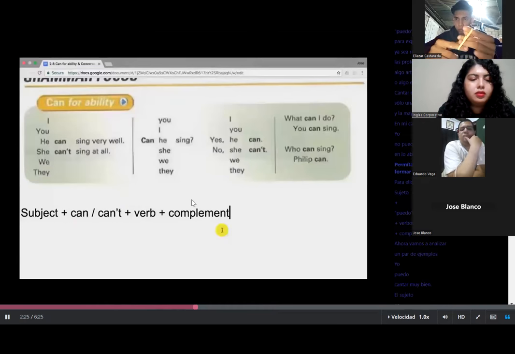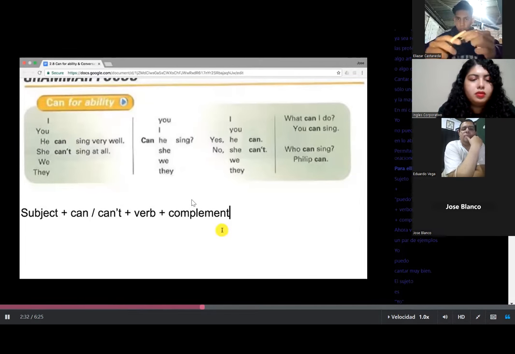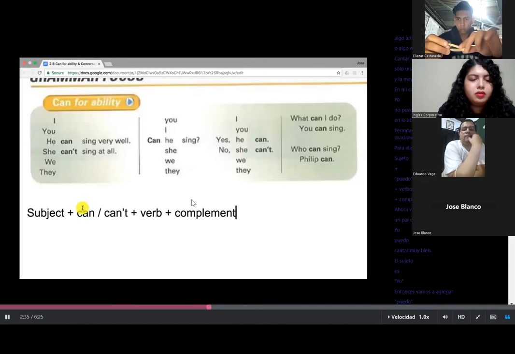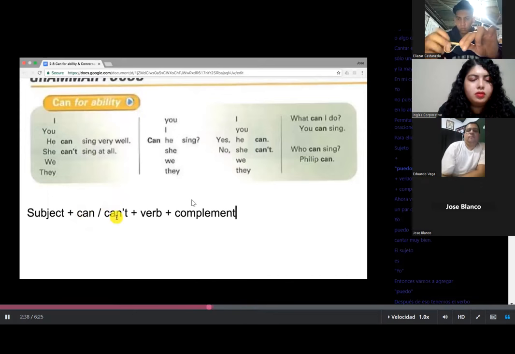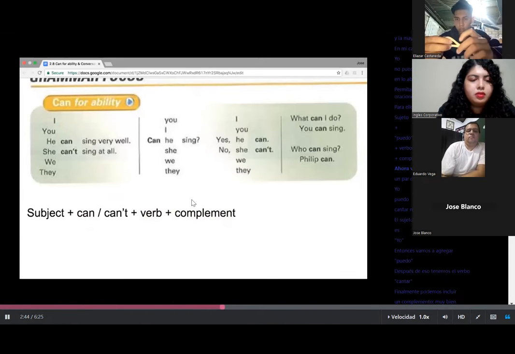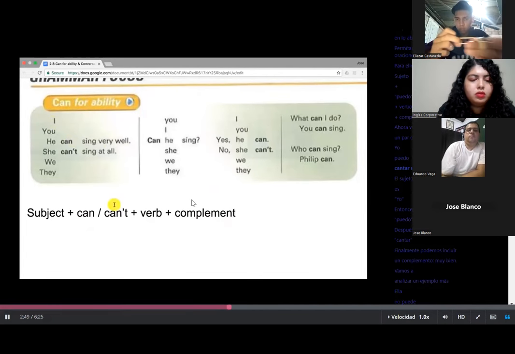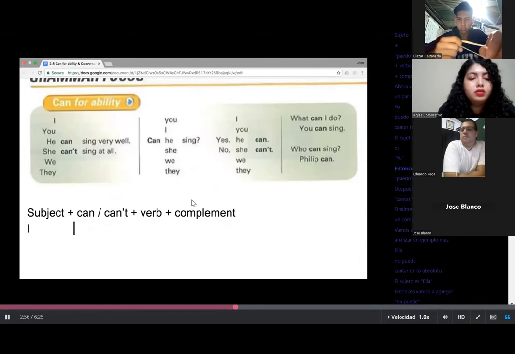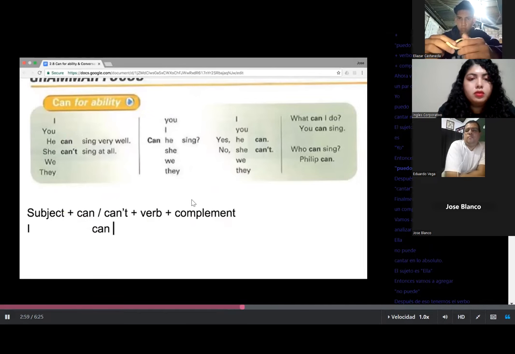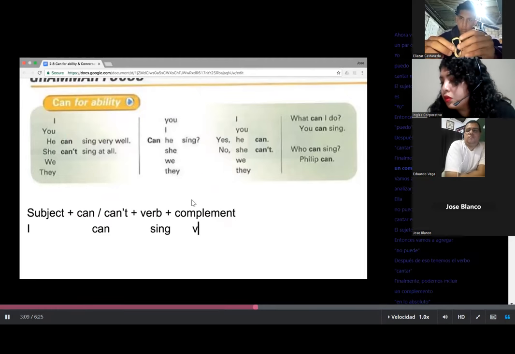Let me get started by explaining how to form statements with can. To do this, we can follow this formula. Subject plus can or can't plus the verb plus complement. Now let's analyze a couple of examples. I can sing very well. The subject is I. Then we're going to add can. After that, we have the verb sing. Finally, we have a complement.